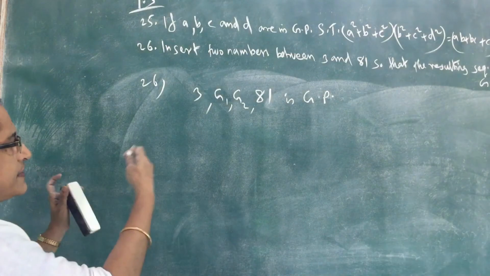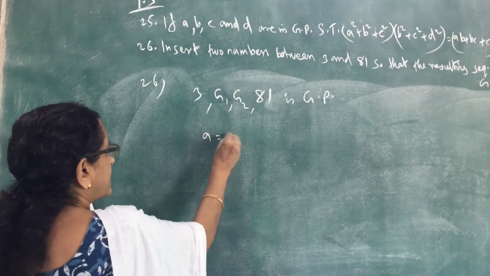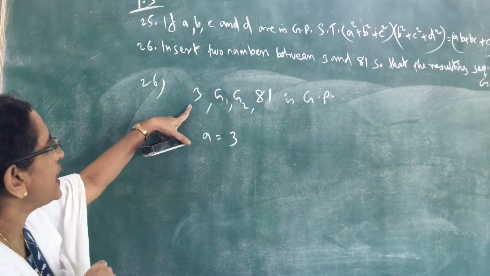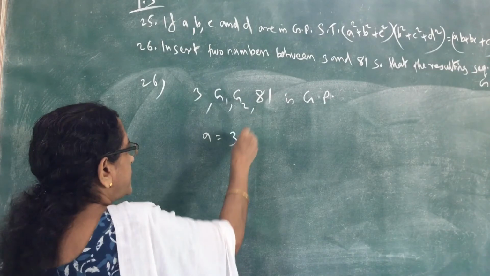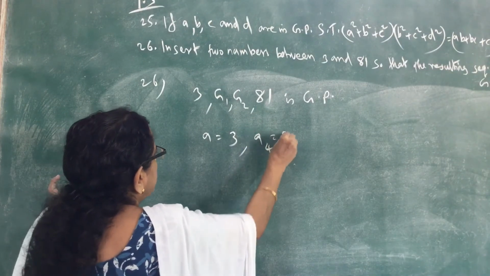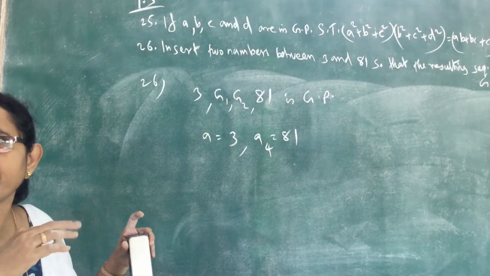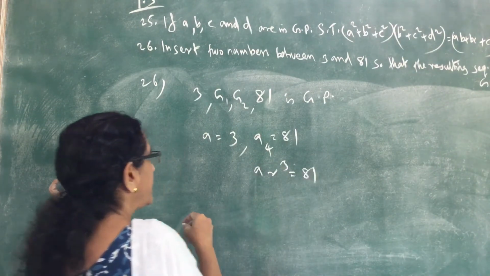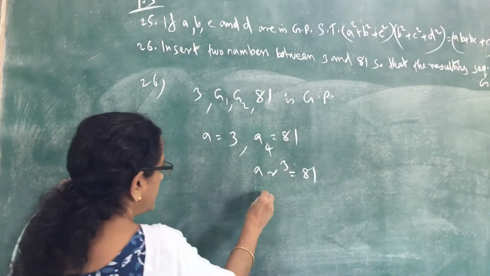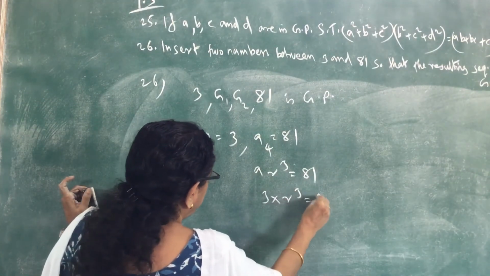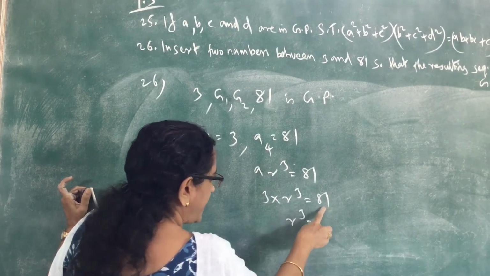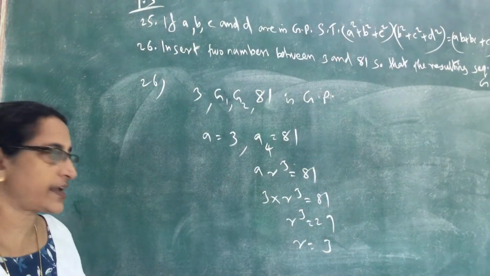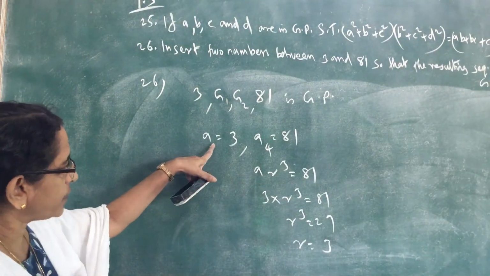We can consider in this GP, first term is 3. There are 4 terms in the GP. First term is 3 and 1, 2, 3, fourth term. What is A4, the fourth term? That is equal to 81. What is the formula for A4? That is AR cube equal to 81. So A equal to 3, we can substitute here. 3 into r cube equal to 81. Therefore r cube equal to 81 by 3, 27. So r equal to 3, since 3 cube is 27. We got A equal to 3, r equal to 3.